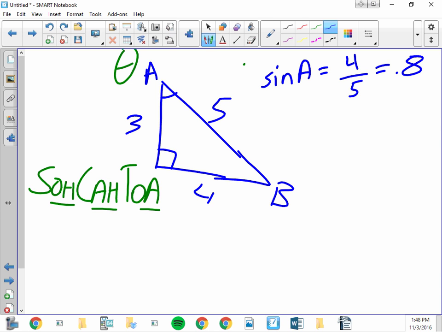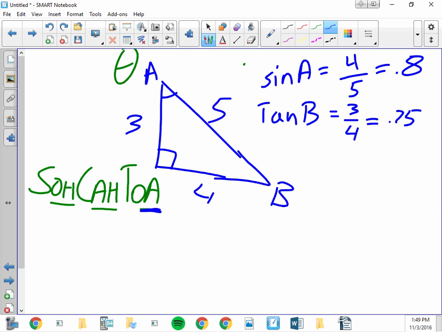All right, what about the tangent of B? Tangent is defined as O over A. If you look at angle B, what would be the opposite side? 3. And the adjacent side would be 4. So the tangent of B is 3 over 4. And you can divide that in your calculator, and you end up with 0.75.